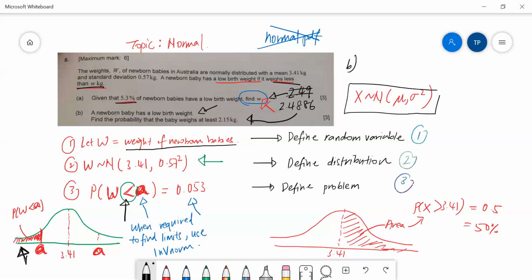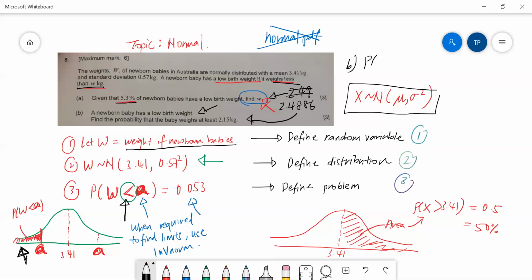Okay. So from here in part B, what is happening is that they say this newborn baby has a low birth weight. Since it has a low birth weight, it means that the weight is smaller than 2.4886. Agree? The newborn baby will weigh lesser than 2.4886. But now they say find the probability that the baby weighs at least 2.15 kg. So 2.15 and above.